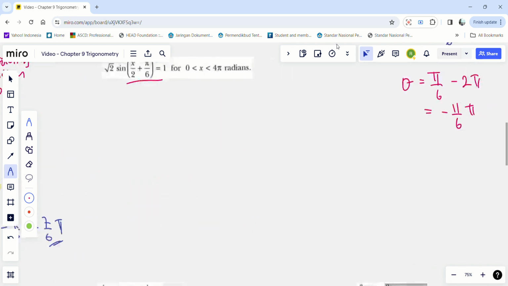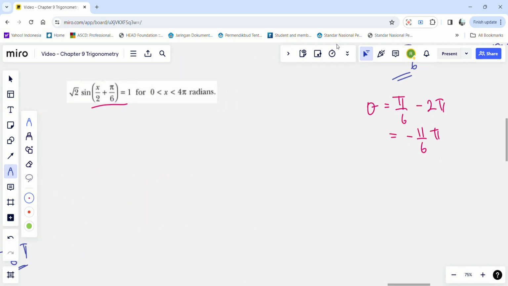Okay, let's move on to another example. Please ignore this, it's from the previous discussion. So we have square root of 2 sine of (half x plus pi on 6). Similarly as before, let's change it first so it's easier for us later. So sine A equals 1 over root 2, which means half root 2.